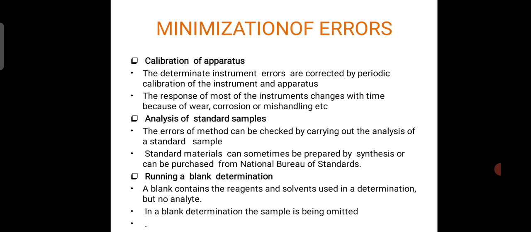Then analysis of standard samples. If we get any sample, we have to carry out its analysis. Sometimes we go with synthesis for checking the samples, or it is purchased from the National Bureau of Standards. Then running a blank determination. Blank determination means the sample is omitted, that means there will be no sample. Other than the sample, the reagents and solvents will be there.